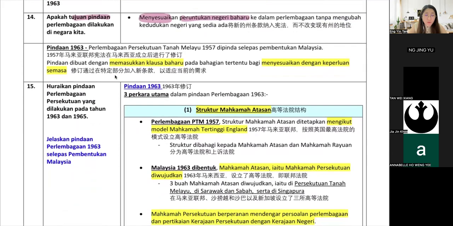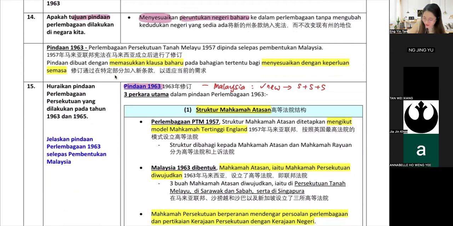Okay, that's why we have two changes. One is in 1963, another is 1965. 1963, remember guys, Malaysia formed. So kita ada new member. So we have the new member. Who is the new member? So we have Sarawak, Sabah, and Singapore, the 3S.